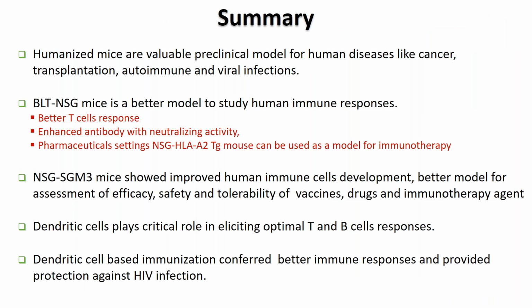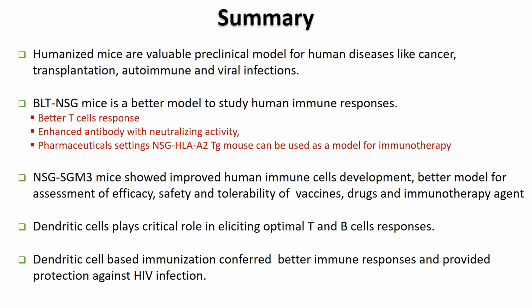the summary of this presentation is that humanized mice are a valuable preclinical model for human diseases like cancer, transplantation, autoimmunity, and viral infections. BLT mice are a better model to study human immune responses because they elicit better T cell and antibody responses. However, in pharmaceutical settings where BLT is not feasible, even NSG animals expressing HLA molecules can be a better model to study immunotherapy.